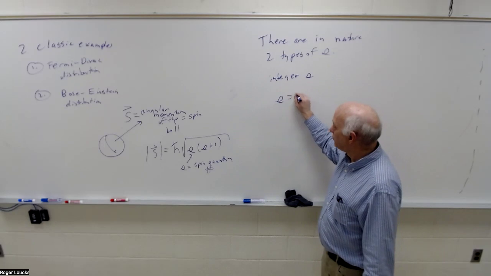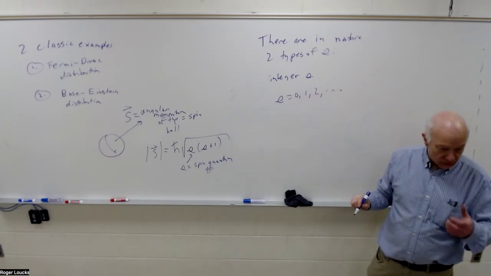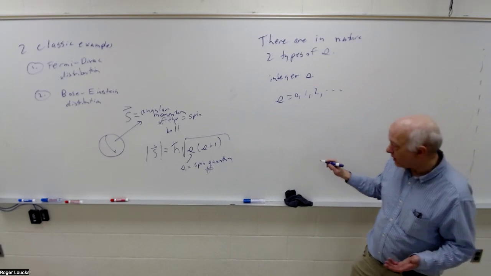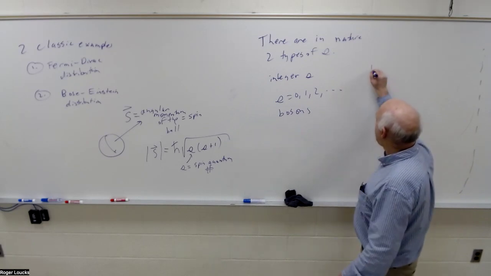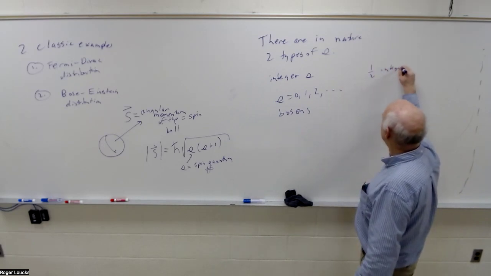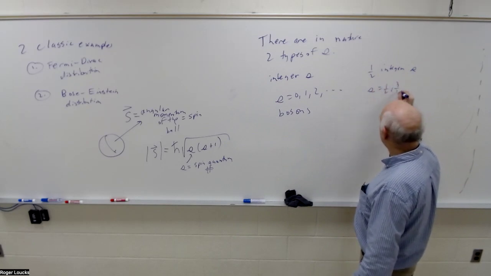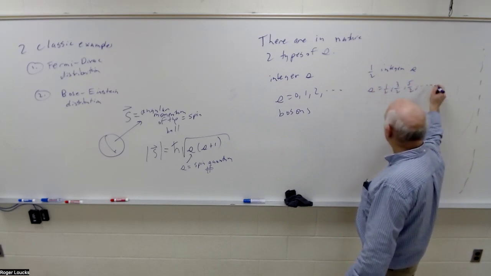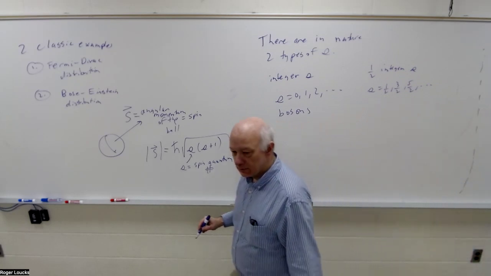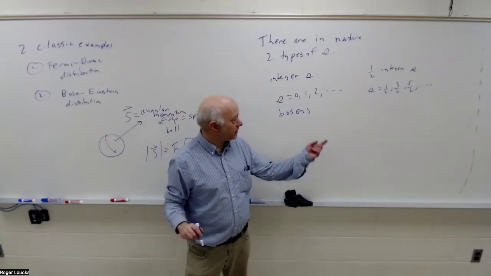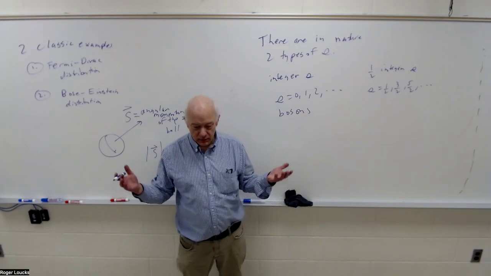So in nature there are two types of S. S could be 0, 1, 2, like this. We call these particles bosons. We could also have half integer S. So S could be a half, 3 halves, 5 halves. Can it be 6 halves? Yes, that'd be 3, and that would be a boson. The half integer particles are called fermions.